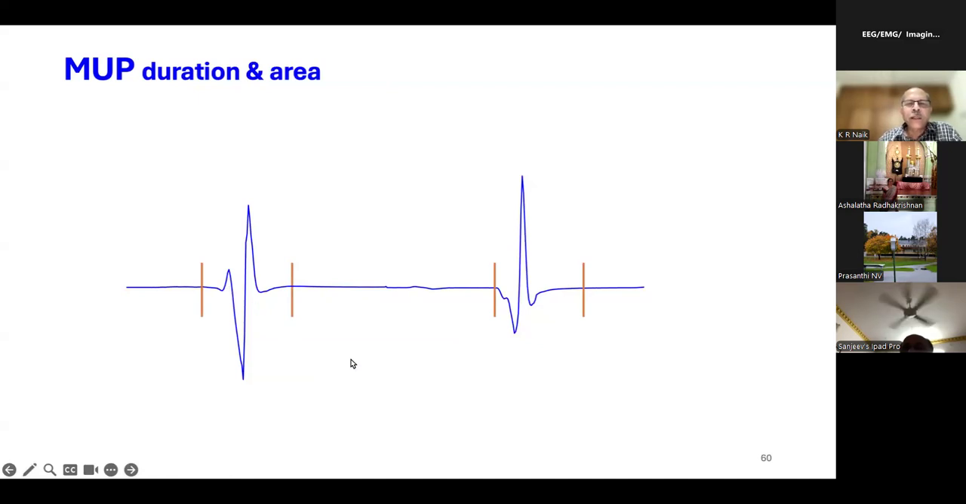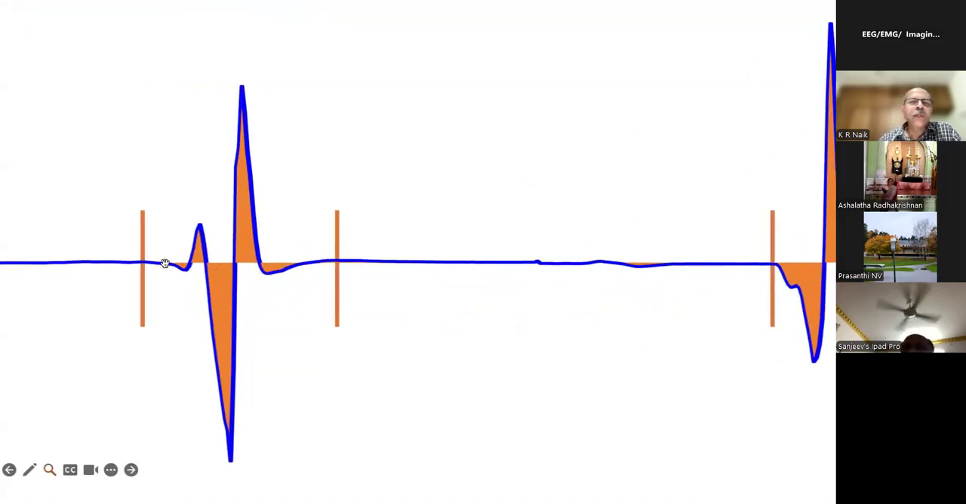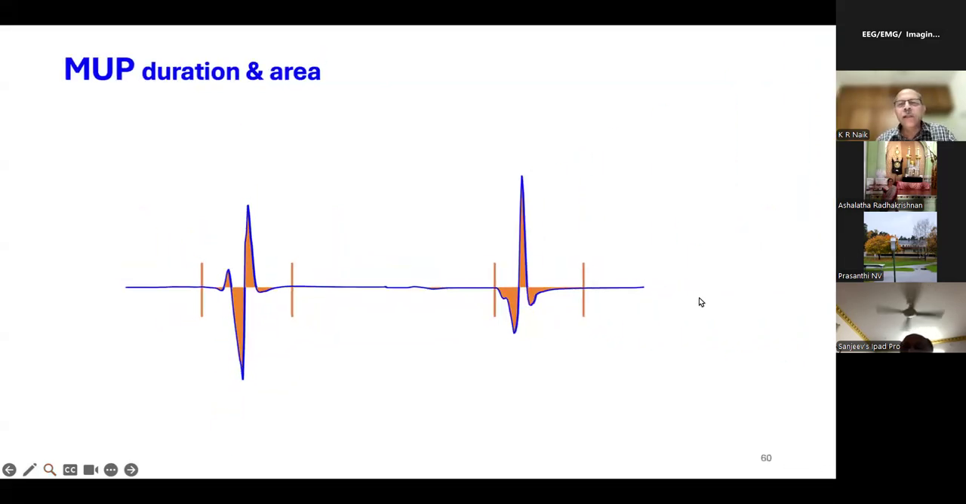Now, the newer equipment will identify this duration. Sometimes you'll have to override. Area, this is the one which is going to be below and above the baseline. This you don't have to calculate. You cannot sit and calculate because the machines are much faster.